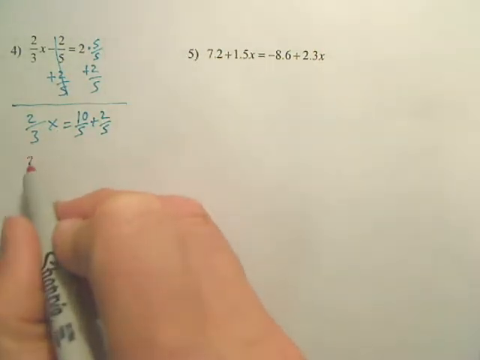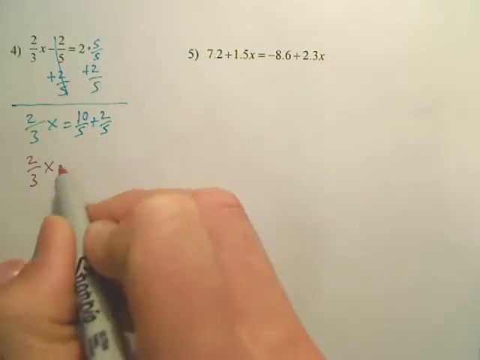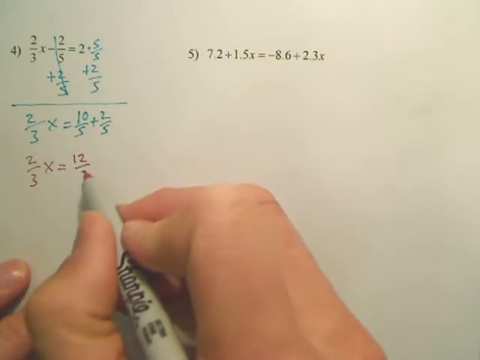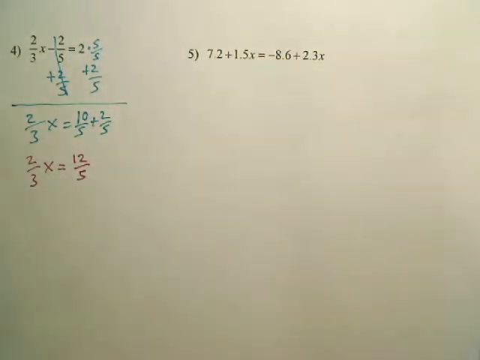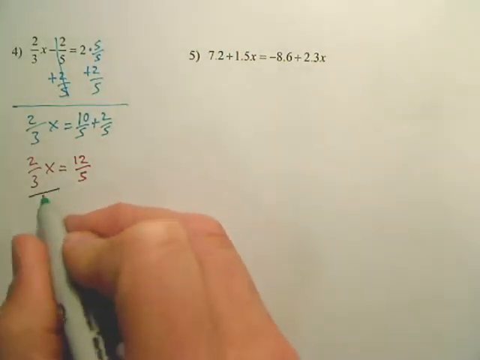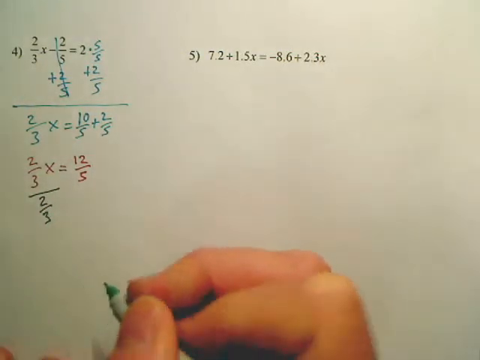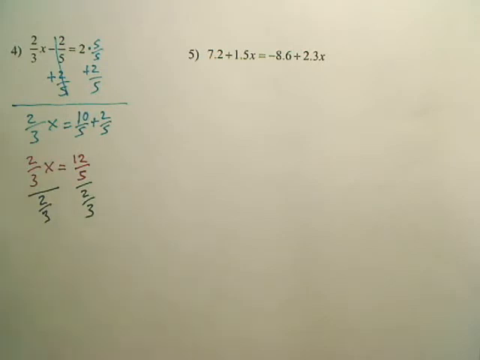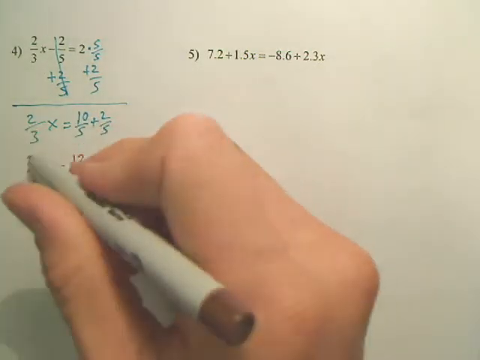Okay. So that would be 2/3 x equals, add the tops, 12/5. Now, how do we get rid of that 2/3? You divide by 2/3. Now, there will be a shortcut you'll see in a second, but if we simply divide by 2/3, what you'll realize when we do this will cancel, leaving you x.